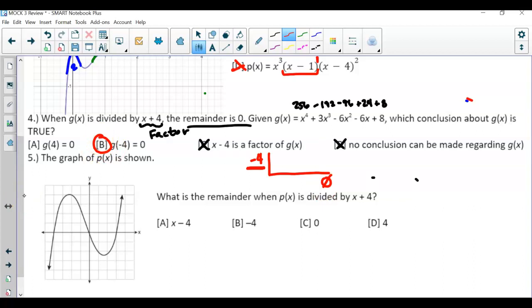Now, question number 5. What is the remainder when P of x, so this graph here is P of x, is divided by x plus 4, which again is represented by x is equal to negative 4? So here, notice how x is equal to negative 4 is a root. It's a 0. It is a factor. So again, with x plus 4, x is equal to negative 4 being a factor, that means the remainder has to be 0.